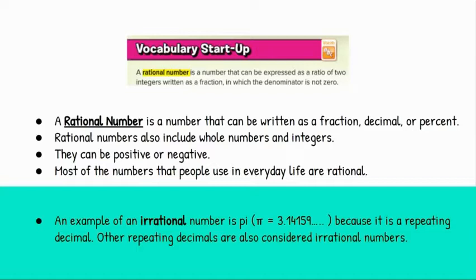Now, if you look at the bottom, I have what an irrational number is. An example of an irrational number is pi. So pi is equal to 3.14159, and so on, a million more numbers. It is never ending. So this is considered an irrational number because it is a never-ending decimal. Other such decimals are also considered irrational numbers. But we don't really need to worry about that right now because we're going to be talking about rational numbers.